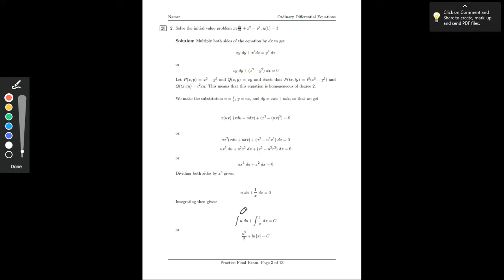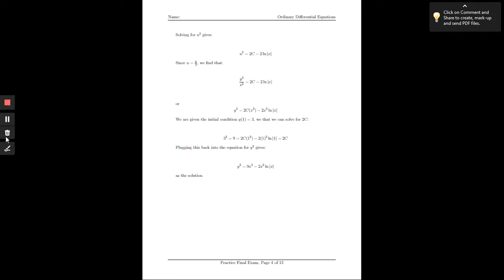So slap on an integral to both sides. We get the antiderivative or indefinite integral of u du plus the indefinite integral of 1 over x dx is a constant. The antiderivative of u is u squared over 2. The antiderivative of 1 over x is ln of absolute value of x. Next, we solve for u squared. U squared is equal to 2c minus 2 ln of absolute value of x.